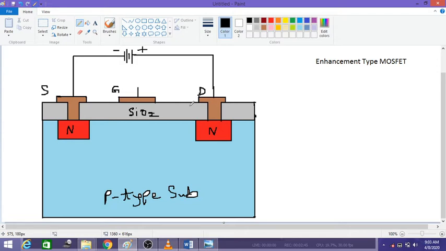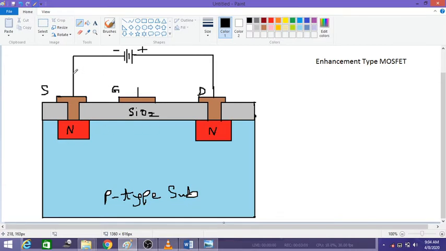In the depletion type MOSFET we have to apply the gate voltage to turn it off, whereas in the enhancement type we have to apply the gate voltage to turn it on. So this is the basic difference between the two types of MOSFETs. Now let us see how the current will flow.